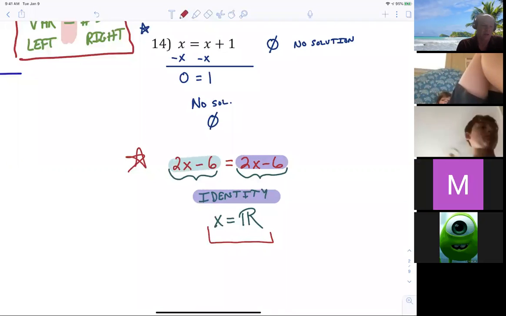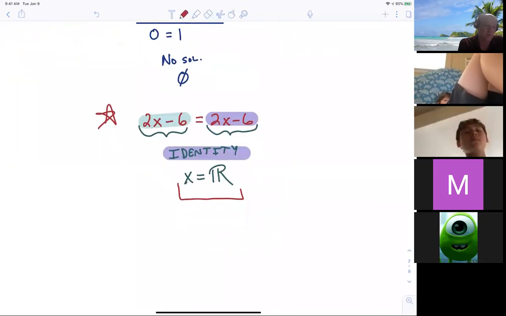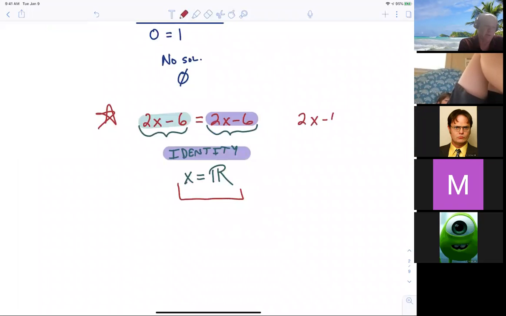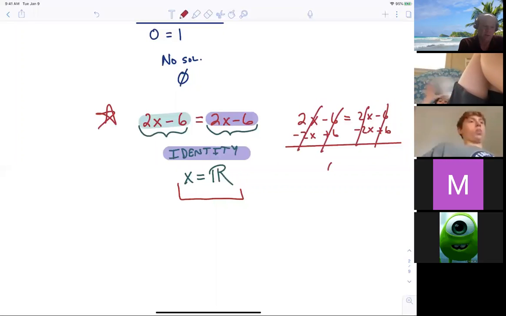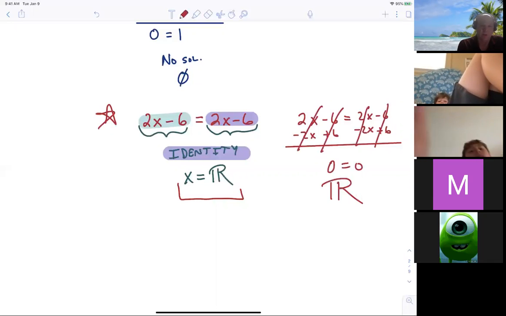Now the question is, how would you know if you weren't thinking about it? How would you be able to look at that and see if you missed it? Well, you would be solving the equation, and then you would realize what happened. Everything canceled out. So it'd be 0 equals 0. And when does 0 equal 0? Always. That's why we say it's all real numbers. Okay. Anybody have any questions?